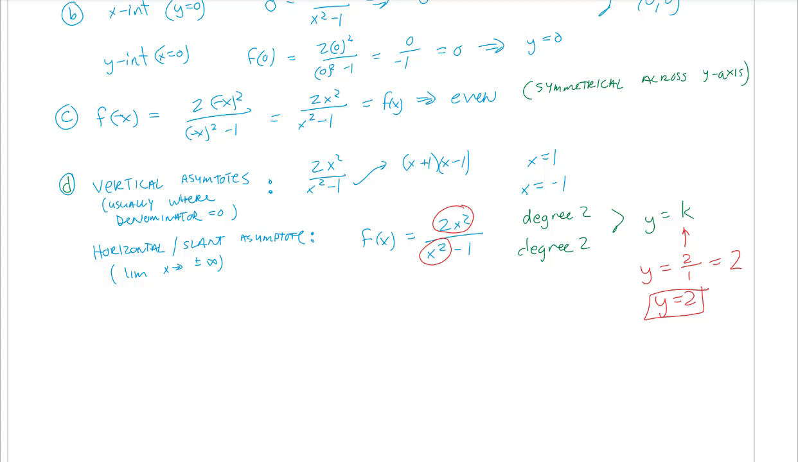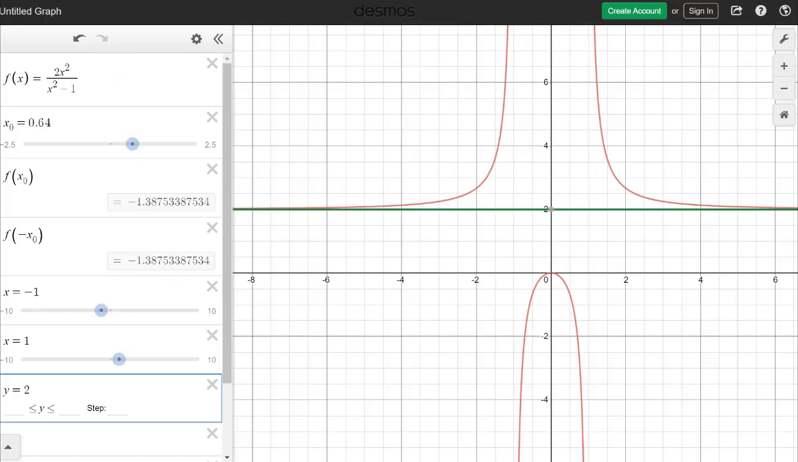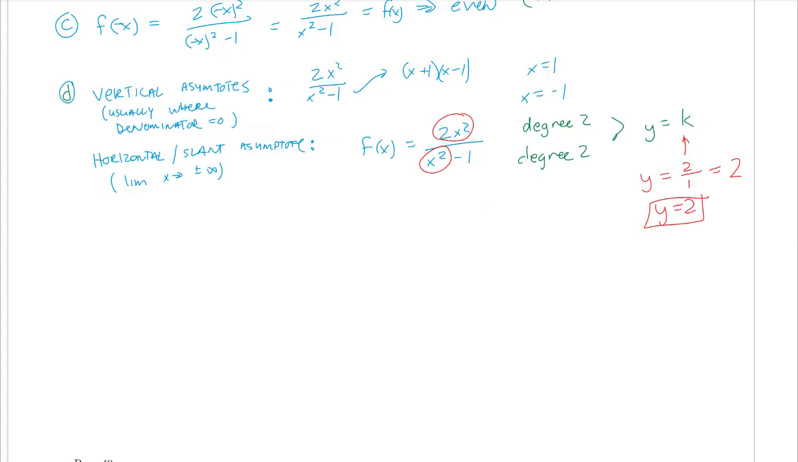Asymptote. And you can see here that we do have a horizontal asymptote at y equals 2. Ooh, I'm getting tired. I told you these problems are long because they're bringing together a lot of different mathematics.